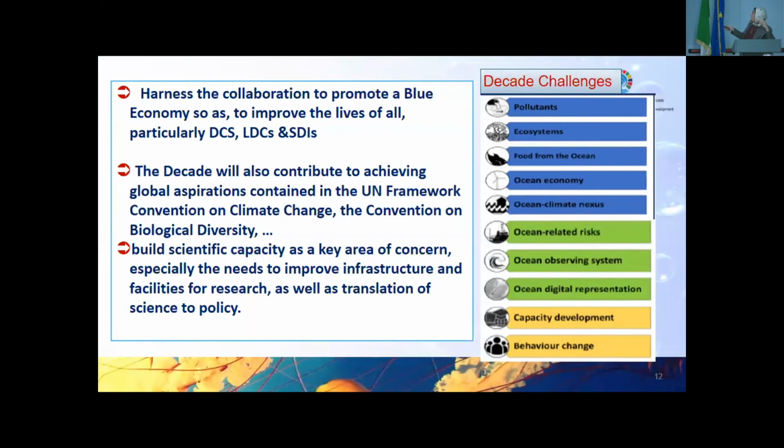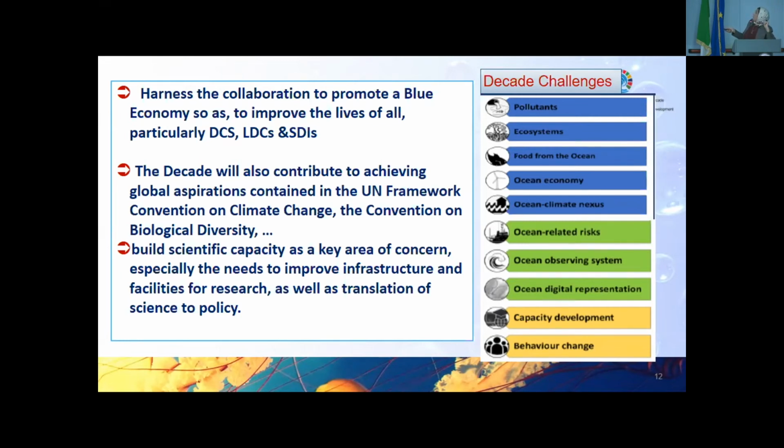Now, this is the challenge, quickly. I don't go on to explain these challenges because you can find them at oceandecade.com. But I will explain something very important. The very important issue of the Ocean Decade is capacity development, which represents the main umbrella of the Ocean Decade.